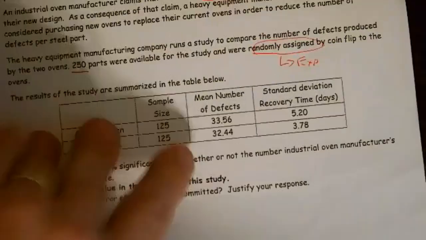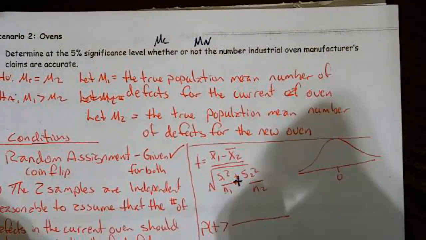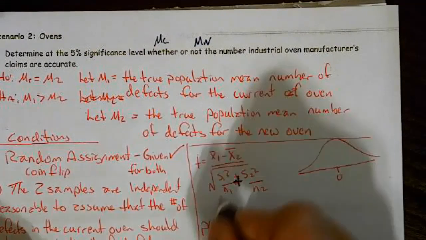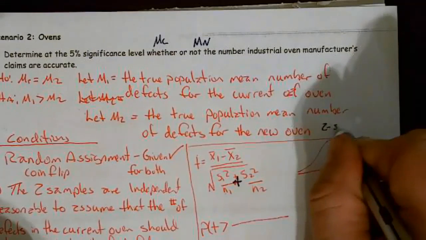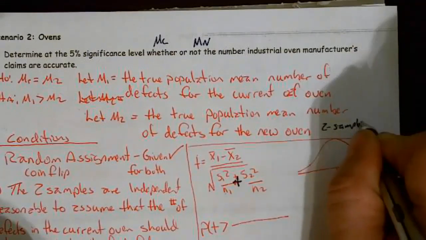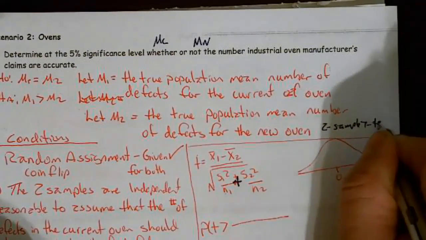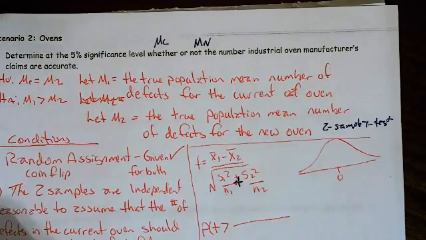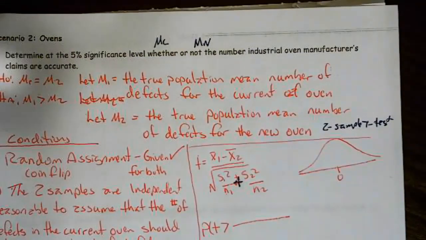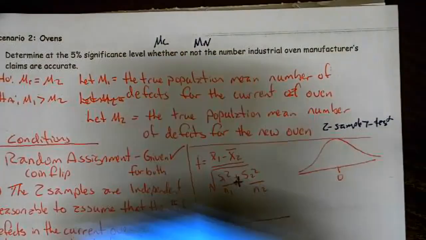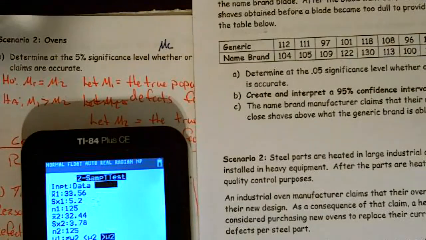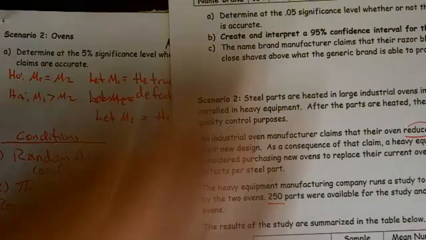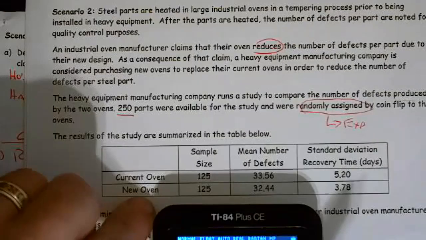I probably should write that down. I need to label what it is that I'm running. So I'm going to take a moment and I'm going to write that here. Two sample t-test. So there's my label. I've told the people what it is, two sample t-test. I press enter and I have 33.56 for the mean number of defects.